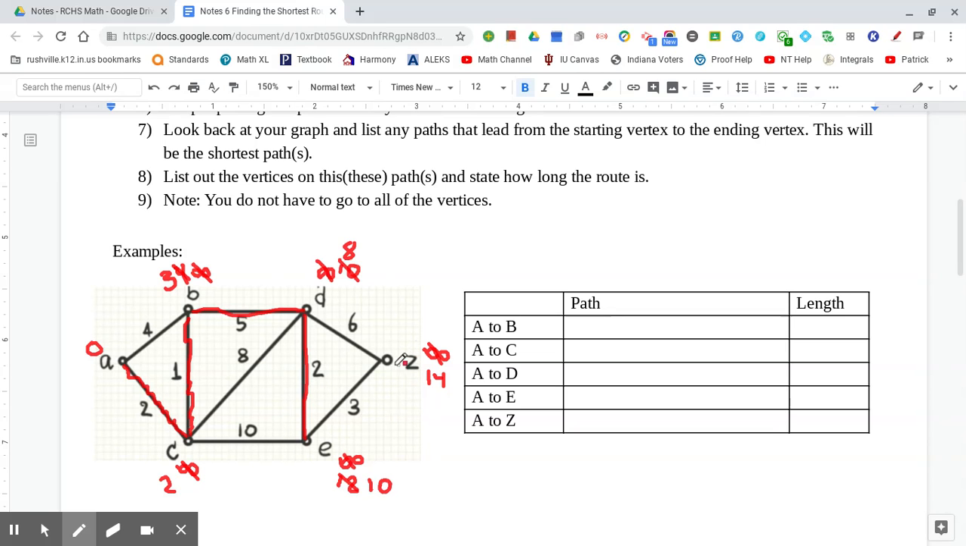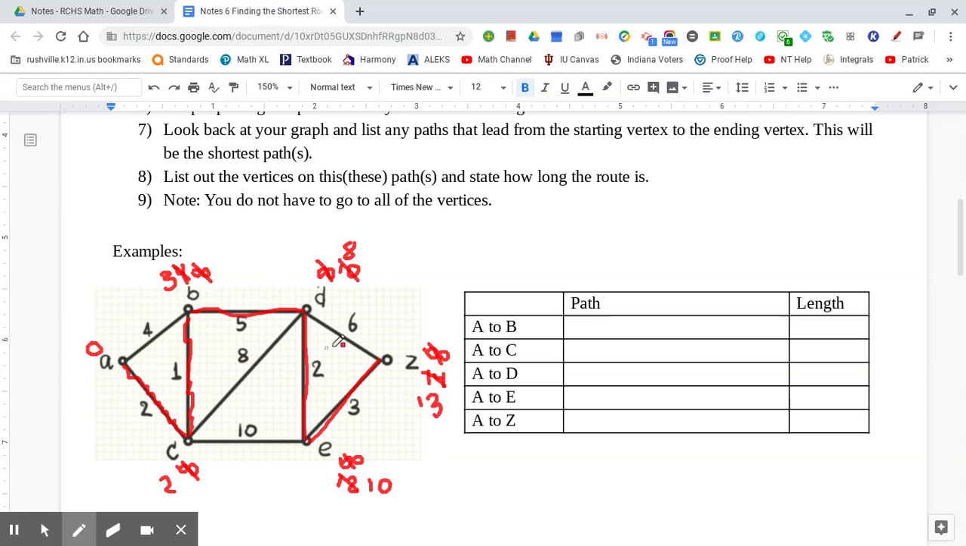Is there a shorter route? So E to Z is 3. 3 plus what it took to get to E to begin with, which was 10. 10 plus 3 gives us 13. So we're going to cross out the 14, and we're going to replace it with 13. All right, and this is the only vertex we have yet to go to. And so we're going to now highlight the path that got us the value of 13.